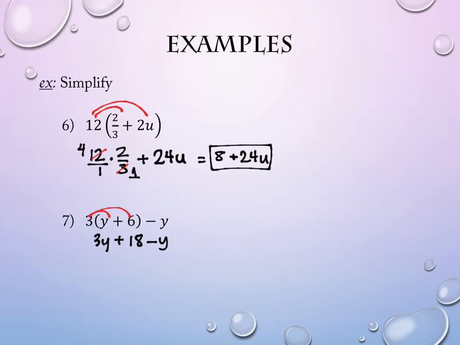So you have to make sure when you think you've completed a step of the problem, you decide whether you are or aren't actually done by looking to see if there are any like terms. And there are some like terms here, right? I have 3y and I have negative y. So what is 3y minus y? 2y. So I have 2y plus 18.